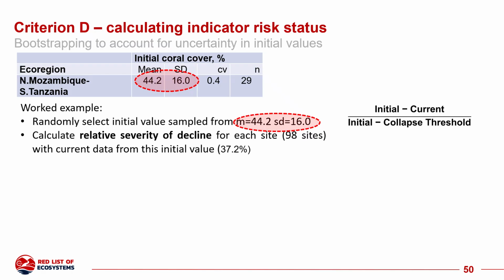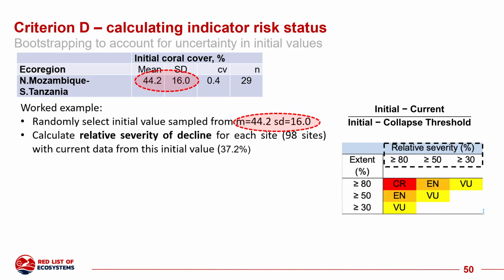That randomly drawn initial value is then applied to all coral reef sites within the northern Mozambique, southern Tanzania assessment unit, and together with the current hard coral cover values for all sites, the relative severity of decline for each site was calculated using this formula. We then check what proportion of sites fall into different severity brackets. For example, sites with 30% severity, sites with 50% severity, sites with 80% severity.